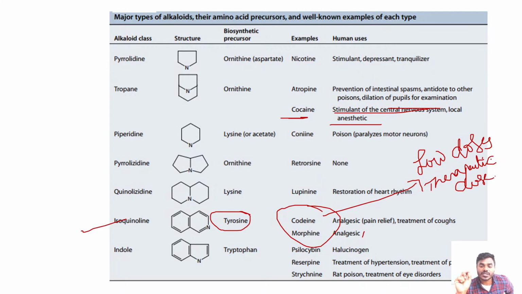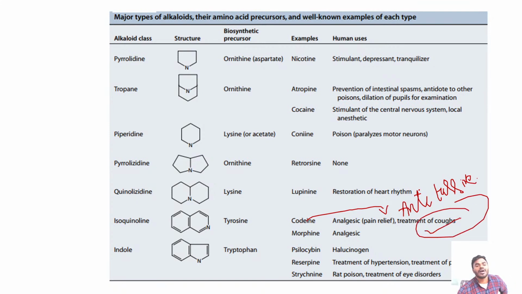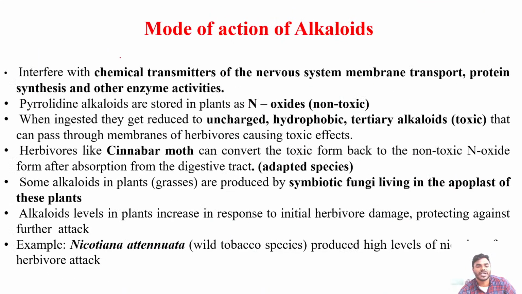At low doses or therapeutic dose only, friends, they will be required. They will be acting as the analgesics, which relieve the pain. And I have also told all of you, friends, codeine phosphate can also act as an antitussive. Antitussives are the drugs which are involved in the treatment of cough. I am requesting all of you, friends, after the class, please look into this table. Please don't miss this particular table.